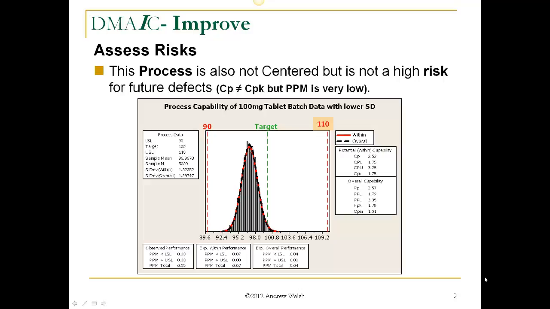This process, with a lower standard deviation, less dispersion, is also not centered, but is not a high risk for future defects. The Cp does not equal Cpk, but the parts per million is very low. So simply having the Cp not equal the Cpk is not cause for alarm. It's cause for maybe corrections, but it's not cause for alarm or a high risk.